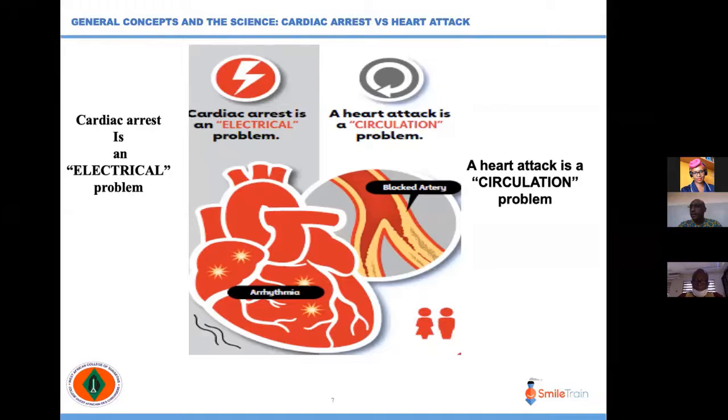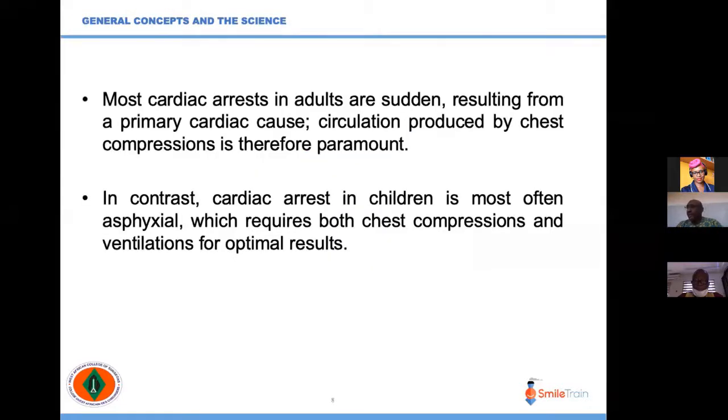Most cardiac arrests in adults are sudden, resulting from a primary cardiac cause. Circulation produced by chest compressions is therefore paramount. So we need to innovate and keep the pump function of the heart going to buy us some time. That is the basic concept here. In contrast, in children, we are all aware that cardiac arrest is most often due to asphyxia. It usually requires both chest compressions and oxygen supply in terms of ventilations for optimal results.